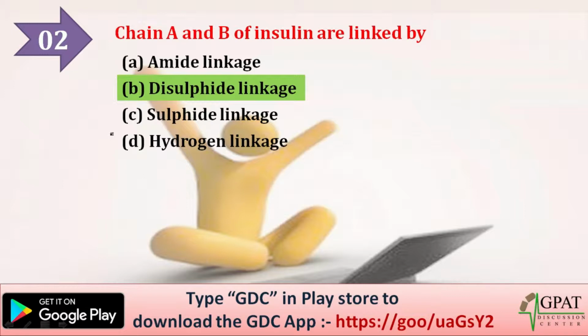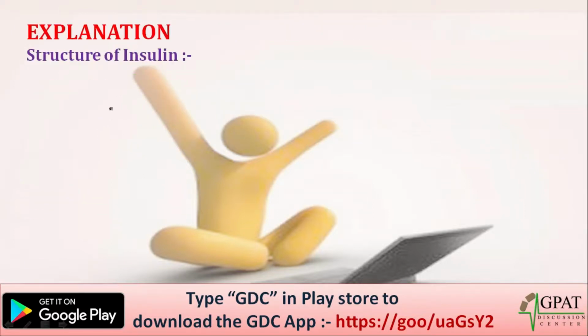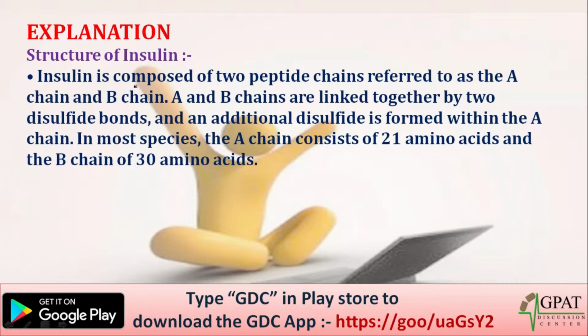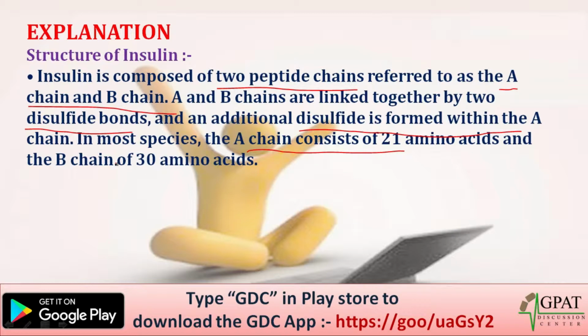So let's discuss in detail, first the structure of insulin. Insulin is composed of two peptide chains, that is A chain and B chain. A and B chains are linked by two disulfide bonds, and an additional disulfide is formed within the A chain. In most species, the A chain consists of 21 amino acids, whereas the B chain consists of 30 amino acids.